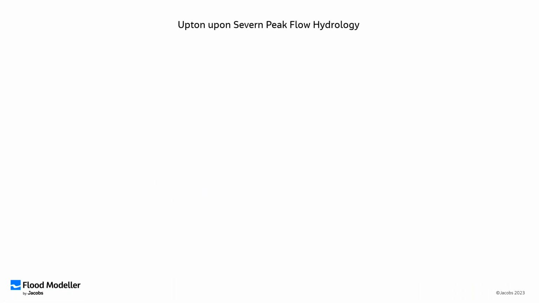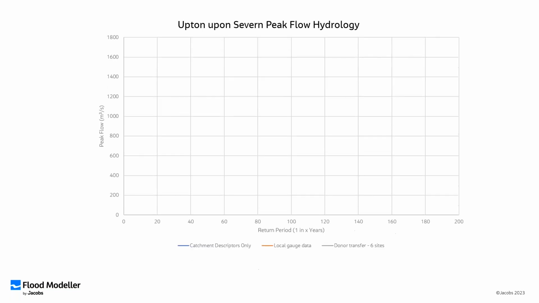So we're usually interested not in the 2 year event, but the 1 in 100 year event or the 1 in 1,000 year event. So if I look at a flood frequency curve, if I use that default data, I'm looking at a 1 in 100 year flood event estimate of over 1,200 cubic meters a second.